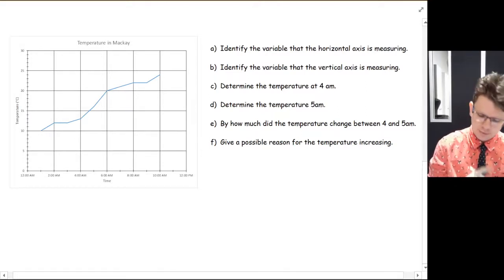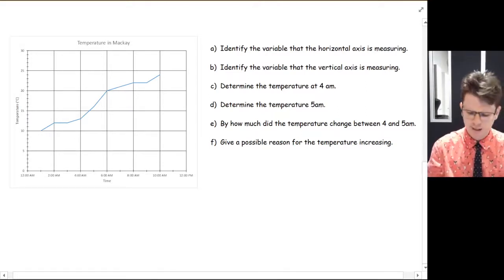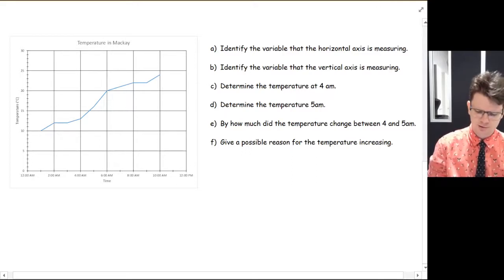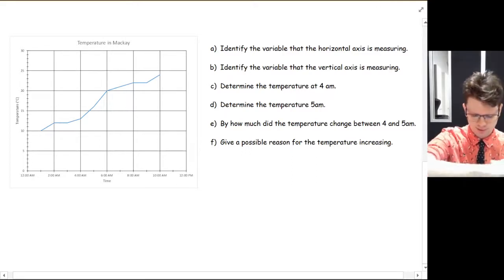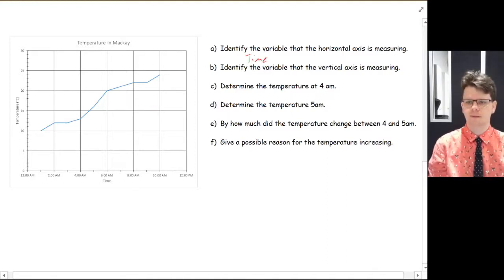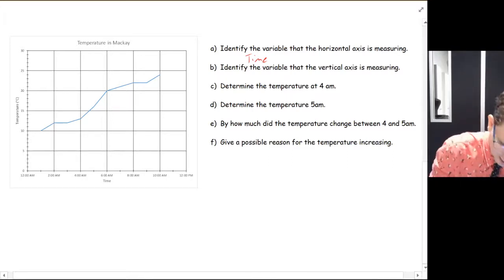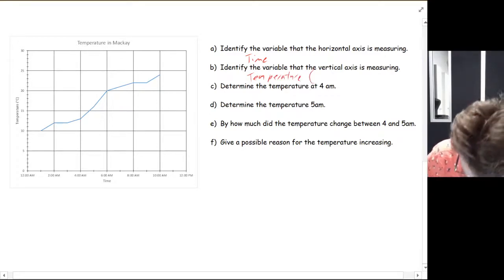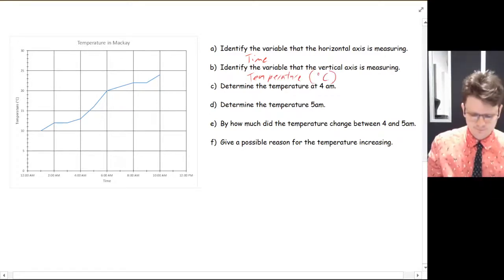Alrighty, so you've had a go. So first one, identify the variable that the horizontal axis is measuring. Horizontal, that's time. Determine the variable that the vertical axis is measuring, temperature. You can see in brackets it says degrees Celsius, so temperature, and it's in degrees C.